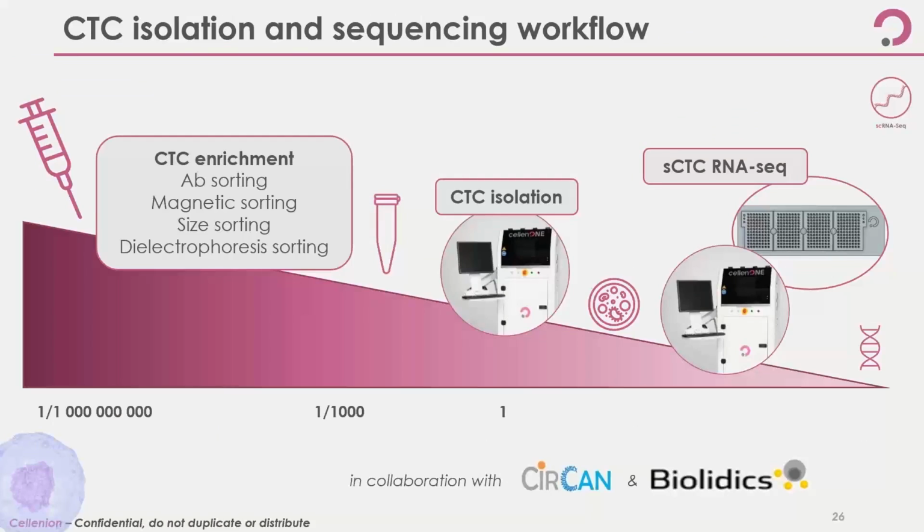With the liquid biopsy, there is only 1 CTC per billion cells present. And if we combine some CTC enrichment techniques, so antibody, magnetic, size, or dielectrophoresis sorting, to increase the number of CTCs to 1 per 1,000 cells, then we can use the CellenONE to isolate the CTCs and do some subsequent transcriptomic analyses.